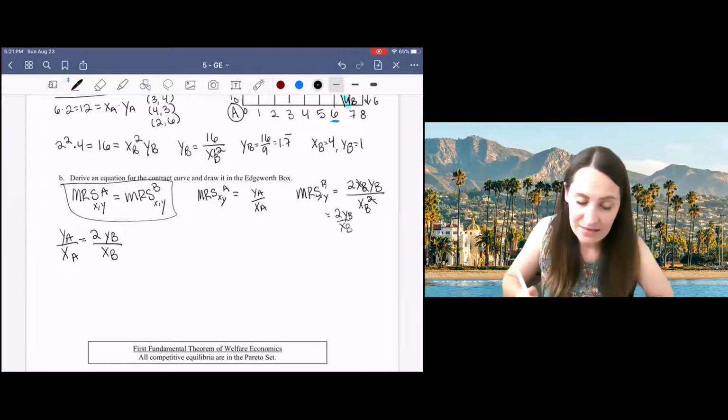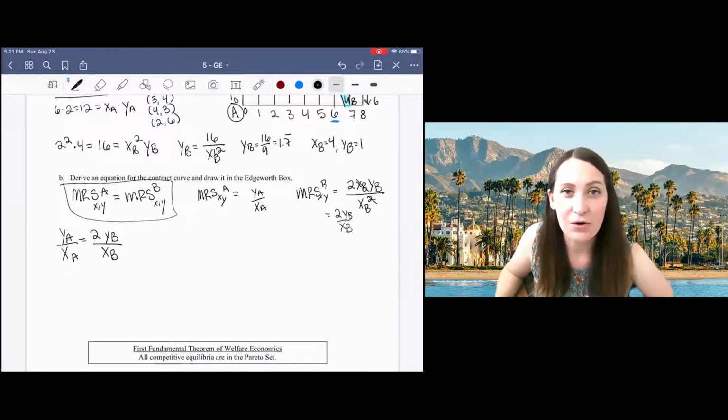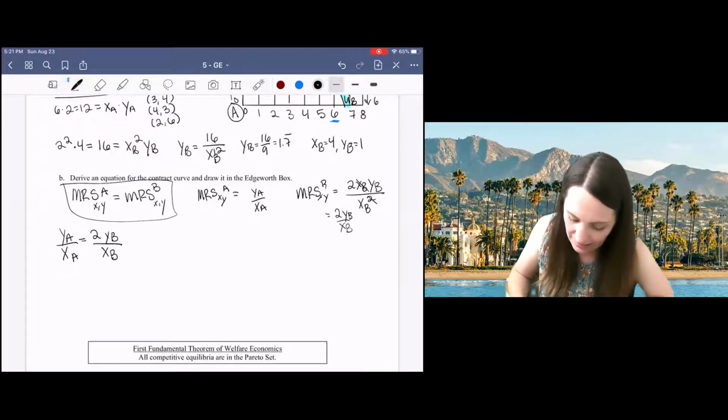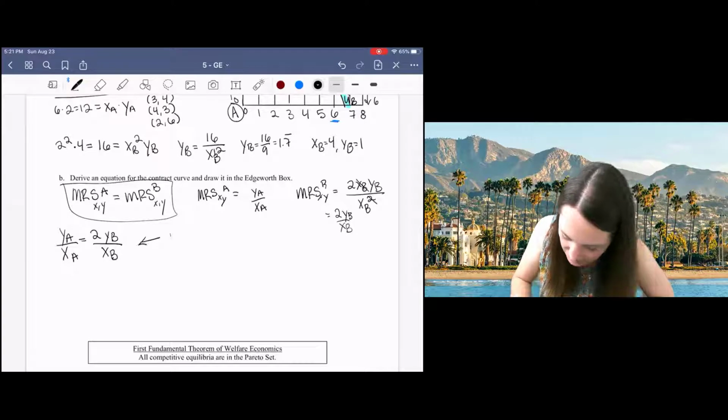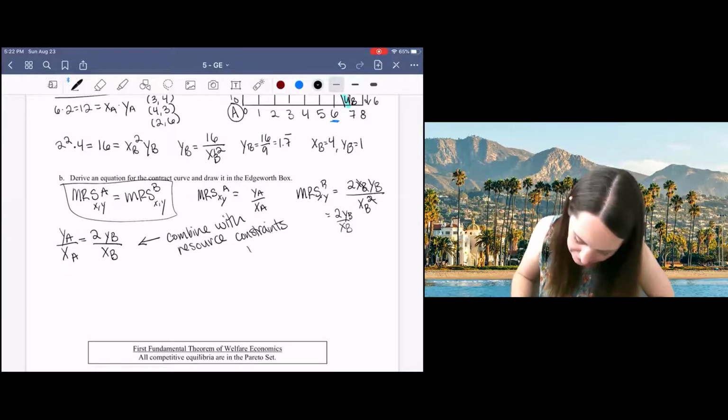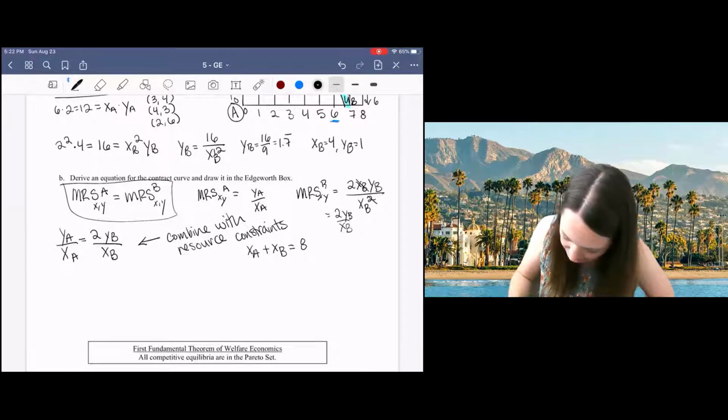How do I get this contract curve in terms only of XA and YA? I can combine with the resource constraints. Remember that XA plus XB is equal to 8. So XB is equal to 8 minus XA. And likewise, YA plus YB has to be equal to 6. So YB must be 6 minus YA.